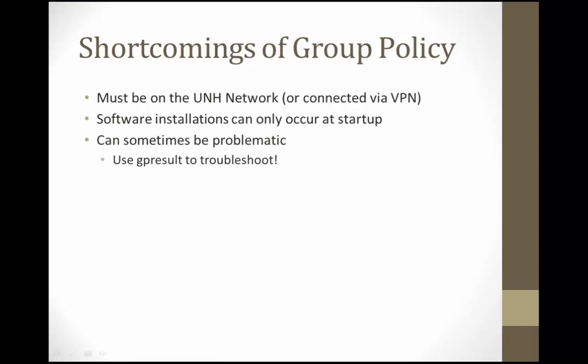Some of the shortcomings of group policy. You have to be on the UNH network or connected via the VPN. I'm working with, I think it's Brian, to discuss getting Junos Pulse to authenticate via machine authentication, so that if users are off-site, you'll still hopefully be able to get all of these policy settings, because we have several users that are scattered across the country that machine-based authentication doesn't work for, or the group policy stuff doesn't apply to them because they're not on the UNH network.